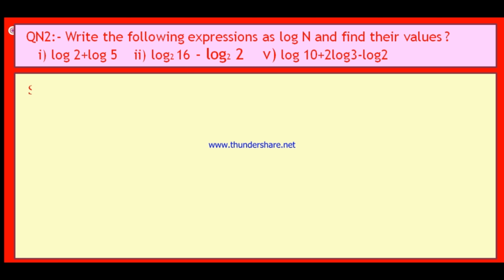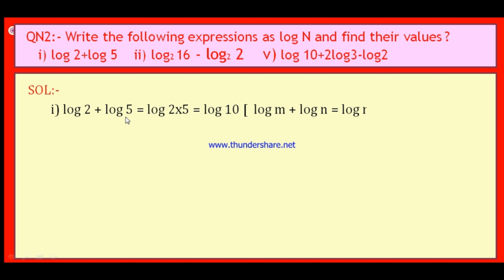Here is the solution. The first bit is log 2 plus log 5. Here, I have to write this in simplified form. We have to write the log 2 plus log 5 in a simplified form like log n, meaning you have to write it into a single simplified form. Look at the first bit. Log 2 plus log 5 is equal to.